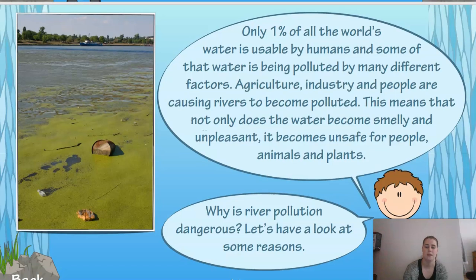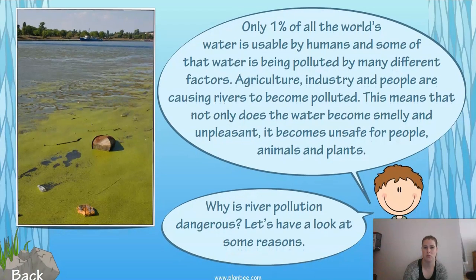Okay, a few facts before I dig into that previous question. Believe it or not, only 1% of all of the world's water is usable for humans. 1%. We're pushing somewhere on 11.2 billion people, I think, now on the planet. That doesn't seem like very much at all. And some of that water that we do use is actually being polluted by many different factors.